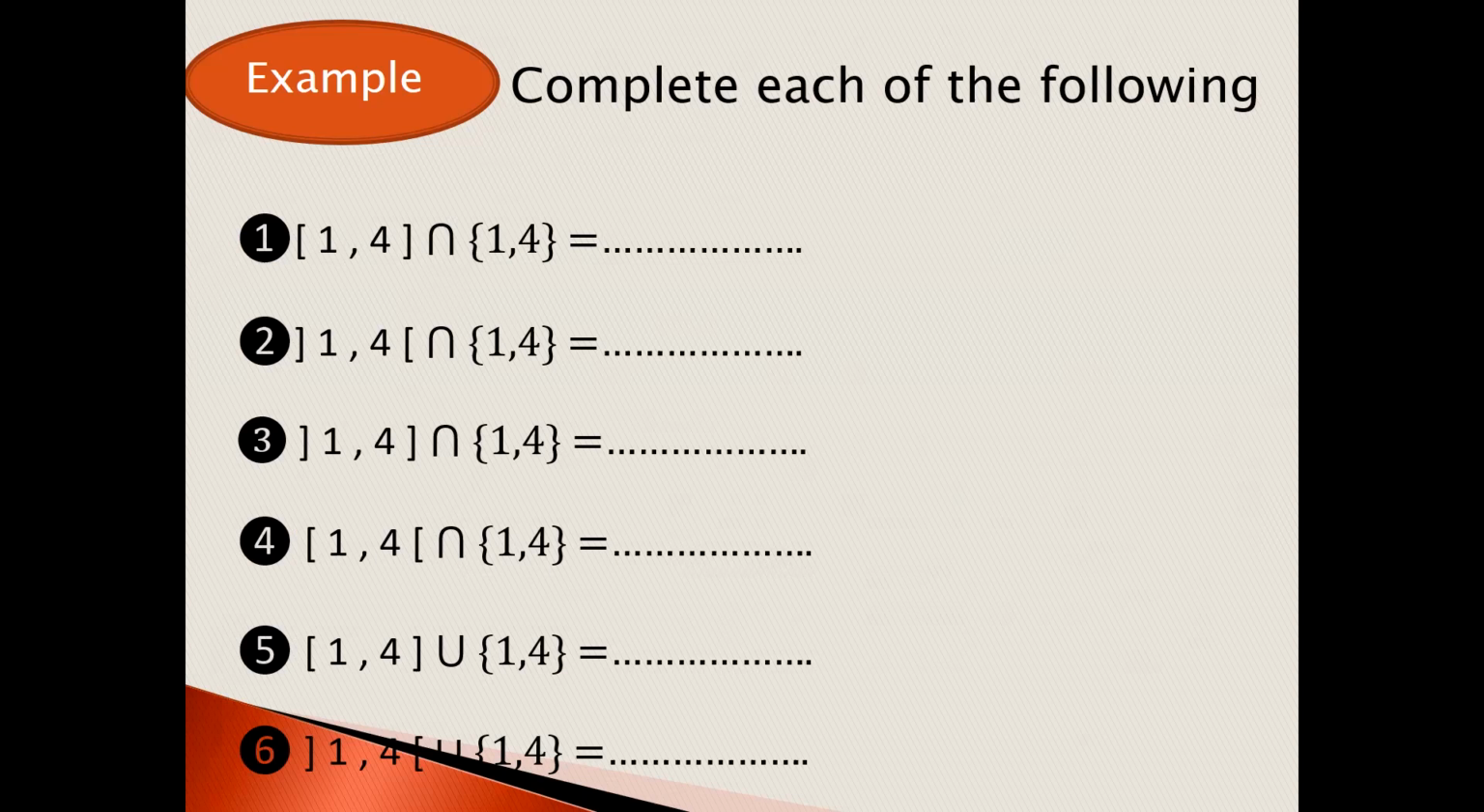Set {1}. Number 5, interval [1,4] closed, union with the set {1,4}. The set {1,4} means number 1 and number 4, and they are included in [1,4].